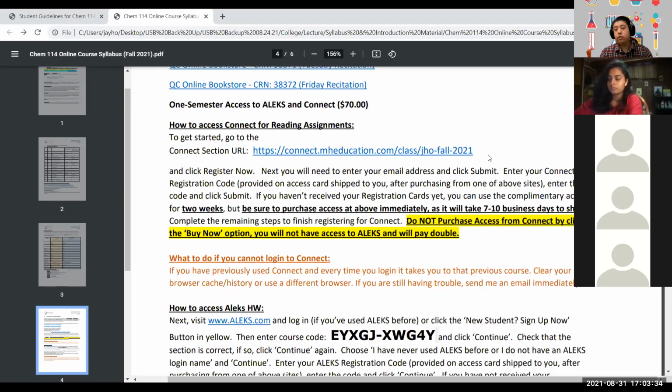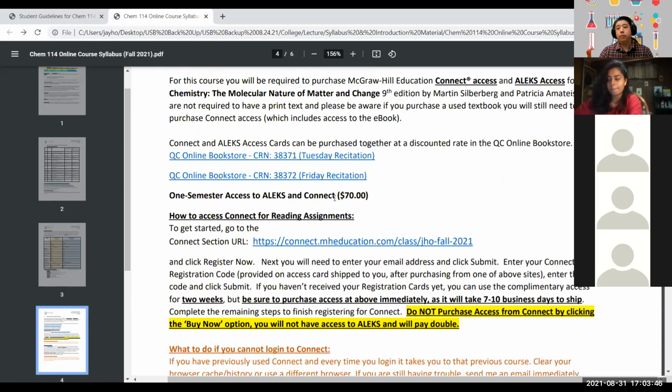So what I want you to do right now is not buy anything directly from Connect or Alex. The reason why is because if you buy either one of those, you're just getting that code for like $99 or more, which is ridiculous. Because if you look at the price here, $70, you get both. That's because we made a deal with McGraw-Hill. So we have a link just from Queens College with them. So you get both of them for $70, as opposed to getting one individually for $100.